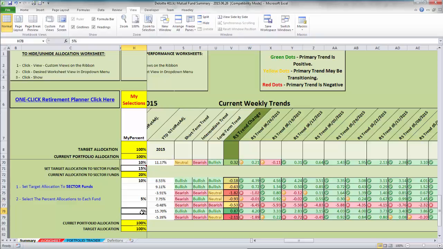And finally, we have a 5% allocation in this fund. We have a green light, and with the green light in column V, it was one of the strongest performing funds over this past week. So again, there's nothing to do there.